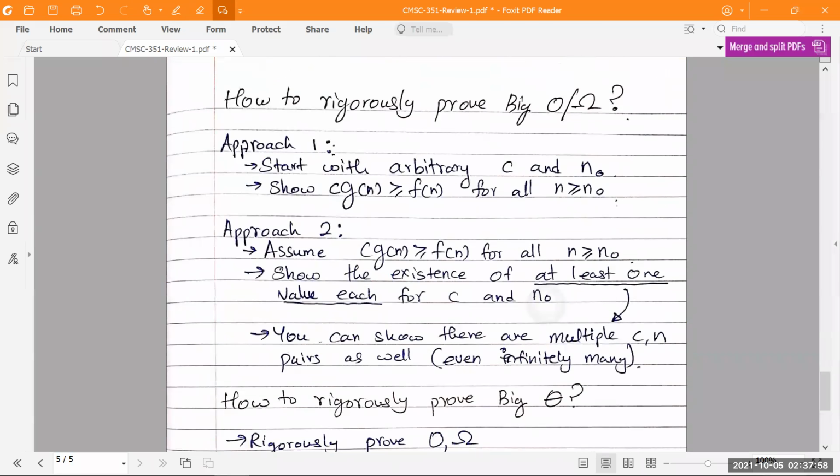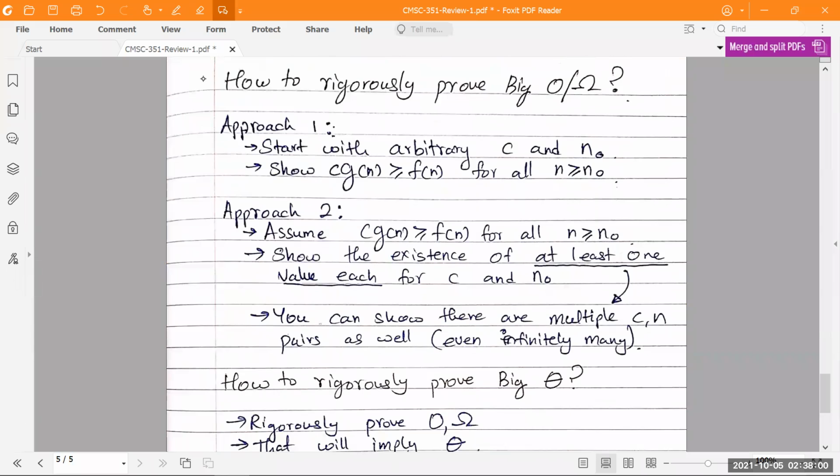Another thing we have to learn is how to rigorously prove big O and big omega. If you have to show that something is big O of that, there are easy ways, like just writing the answer, saying this is the highest order term and whatnot. But if you want to rigorously, actually mathematically prove it, there are two approaches.